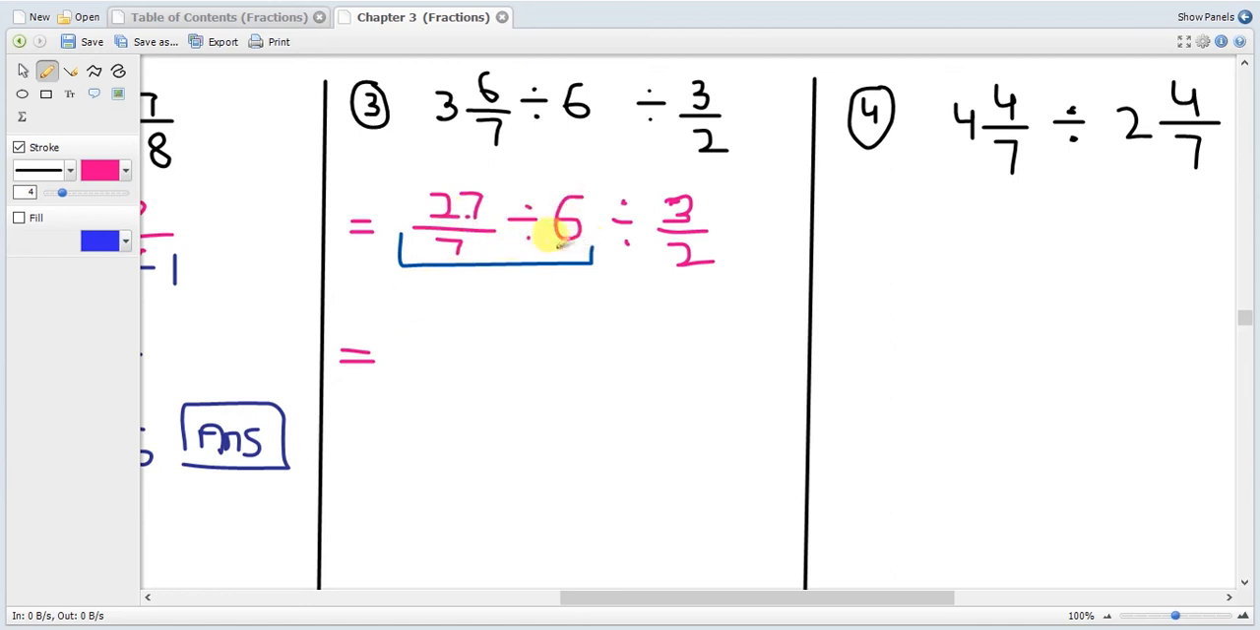Okay, so what is the number below if there is no number shown to you? This is 1. So now simply solve this one. So 27 over 7, change the sign from division to multiplication and switch the positions of the second fraction from 6 over 1 to 1 over 6, right? Okay, and don't forget to shift down the third fraction, which is 3 over 2.